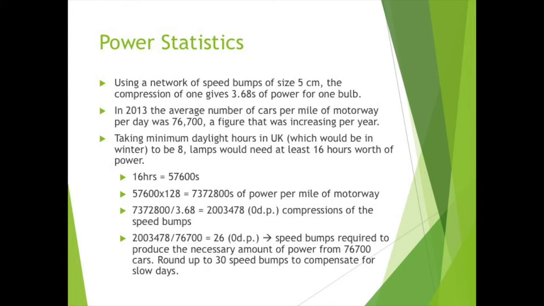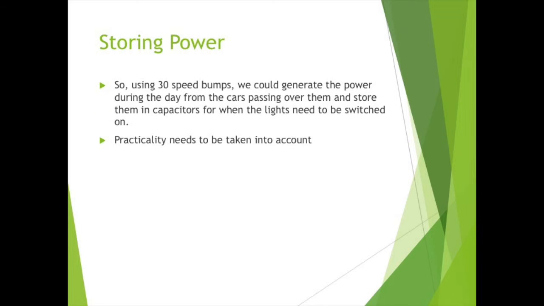Using a network of speed bumps of size 5 centimetres and compression of 1 gives 3.68 seconds of power from one bulb. As can be seen from this slide, we would therefore need 26 speed bumps to produce the necessary amount of energy or power from 76,700 cars. We would probably recommend having 30 speed bumps to compensate for slow days. We now hit the problem of trying to be able to store the power.